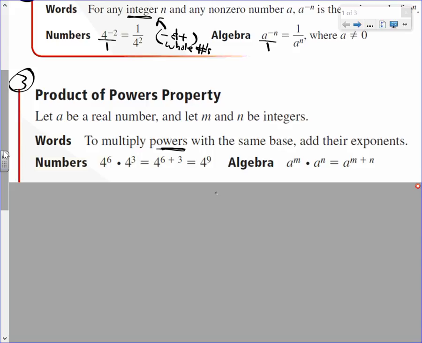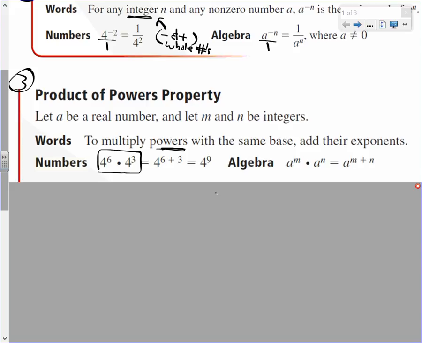Look at the example here. 4 to the 6th times 4 to the 3rd. What is the base of these two numbers? What would be the base here? 4. Look, the same base. If you're multiplying with the same base, all this rule says, ladies and gentlemen, is add the exponents. 6 plus 3, so it's 4 to the 9th.